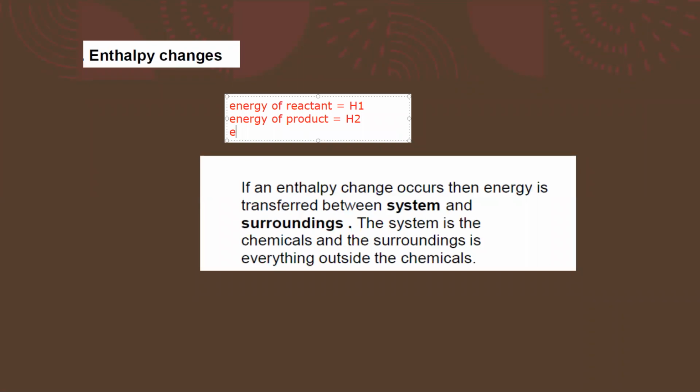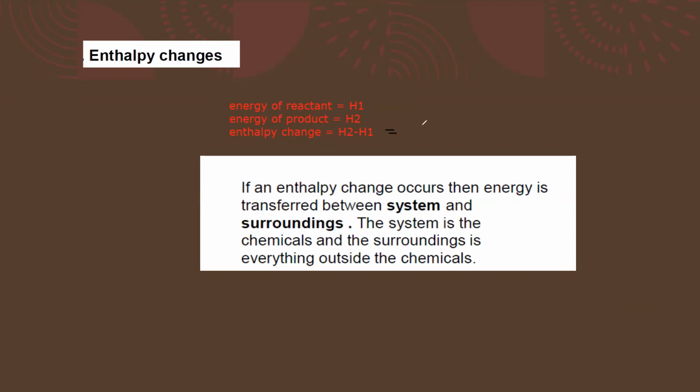So the enthalpy change, the difference in energy of the product and the reactant molecule, is denoted by delta H, which equals H2 minus H1. So when we work out the difference in energy between the reactant and the product, we call that enthalpy change.